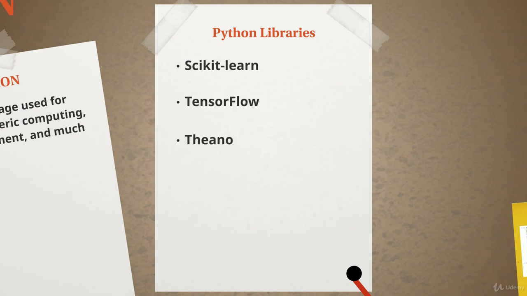TensorFlow uses a system of multi-layered nodes that allow you to quickly set up, train, and deploy artificial neural networks with large data sets. It's what allows Google to identify objects in photos or understand spoken words in its voice recognition app. We also have Theano, which again uses NumPy-like syntax to optimize and evaluate mathematical expressions.